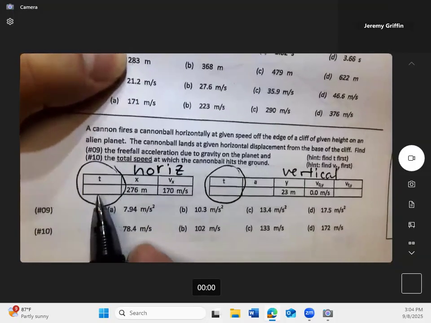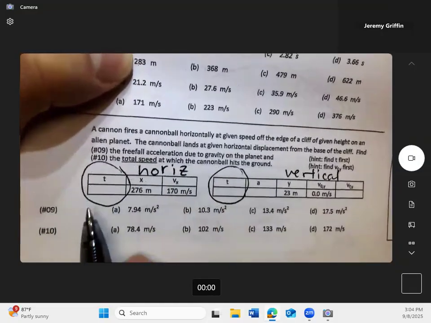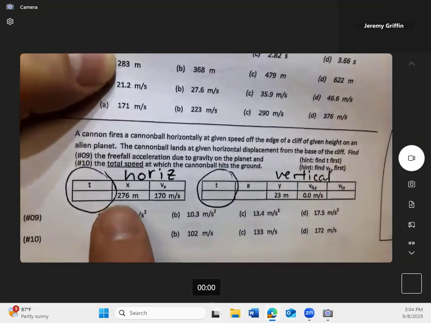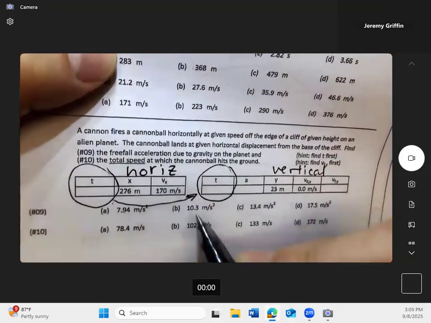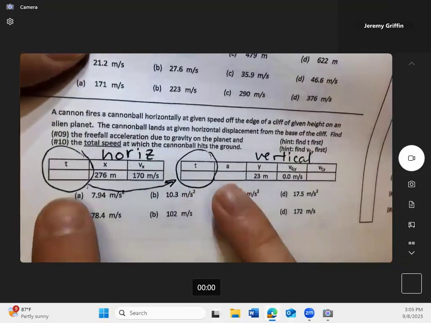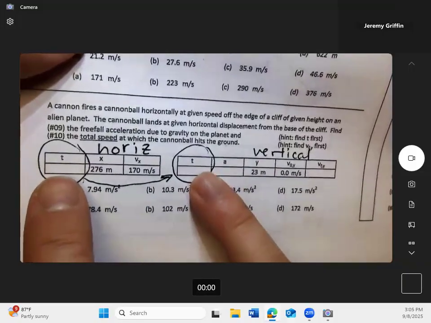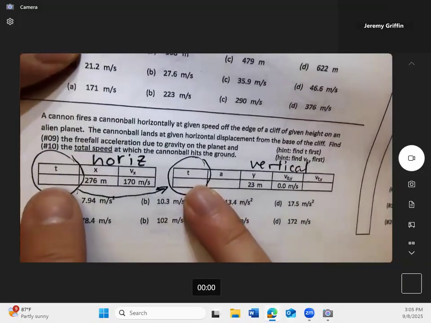We started with this horizontal information, did x equals vt, distance equals v times time. We're able to get the time because there's no acceleration horizontally once it's left the cannon barrel. Then you take that time and plug it in, because it's the same time. It takes the same time to go across as it does down. Same time either way. Time is the scalar value.